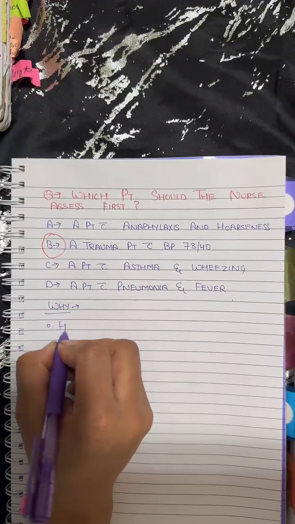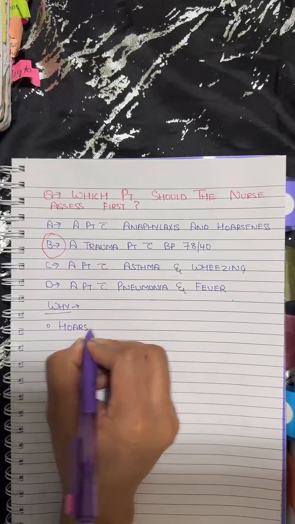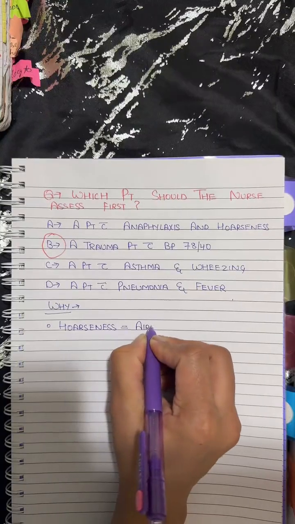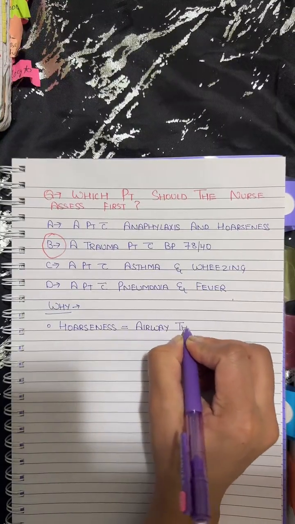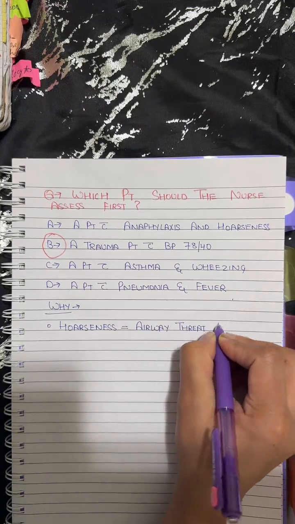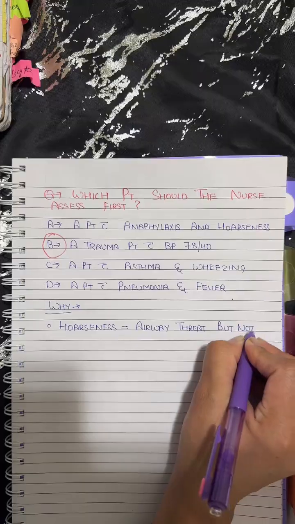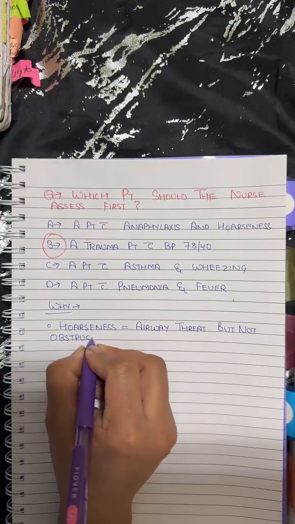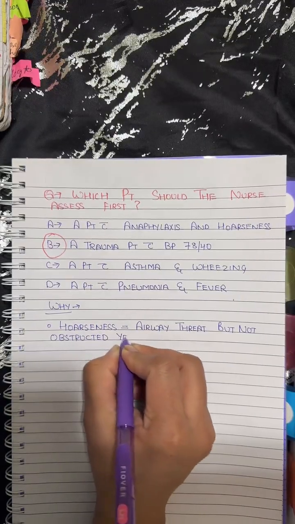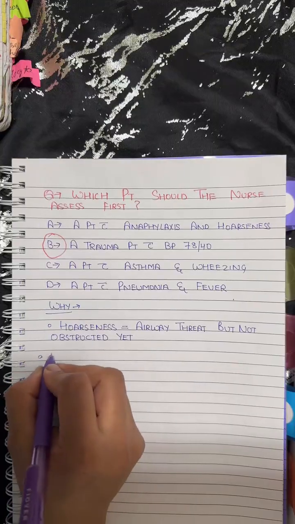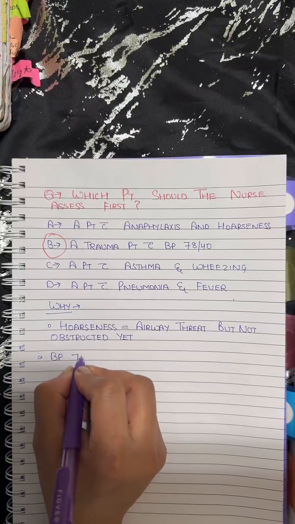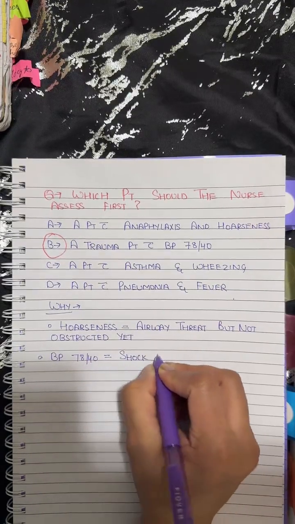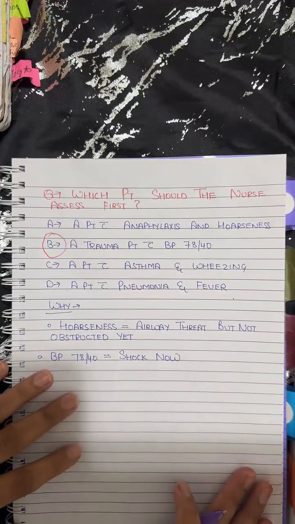I understand hoarseness is equal to airway threat, but not obstructed yet. So BP 78/40 is equal to shock now. I'm not ready.